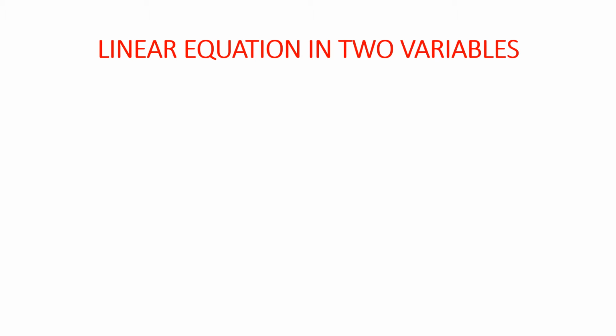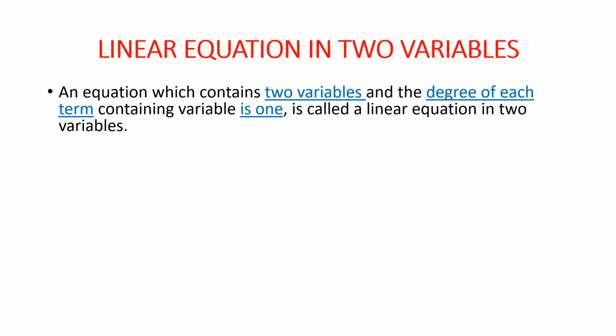So what are linear equations? Since it says two variables, a linear equation is an equation which contains two variables, and the degree of each term containing a variable is 1. It is called a linear equation in two variables. Now when I read out this sentence to you, it becomes very difficult to understand, right?